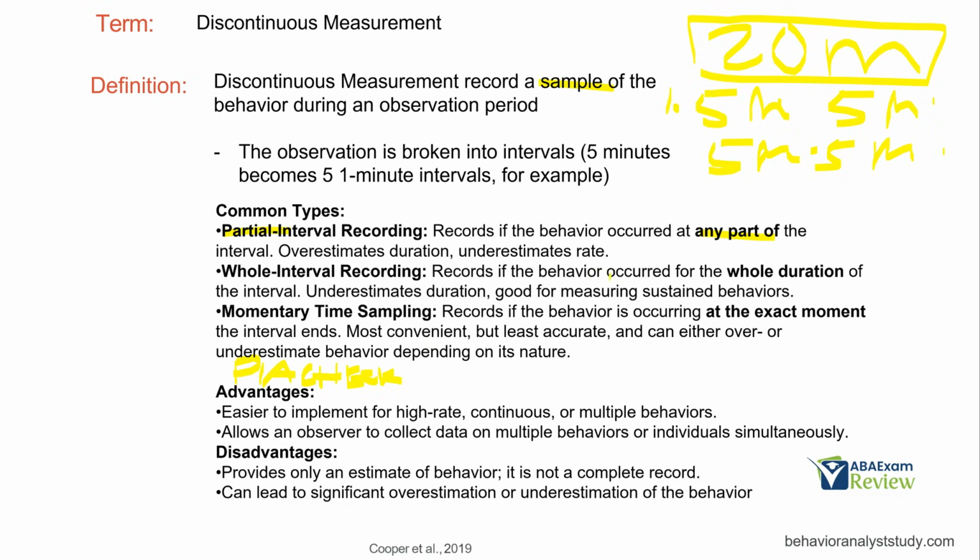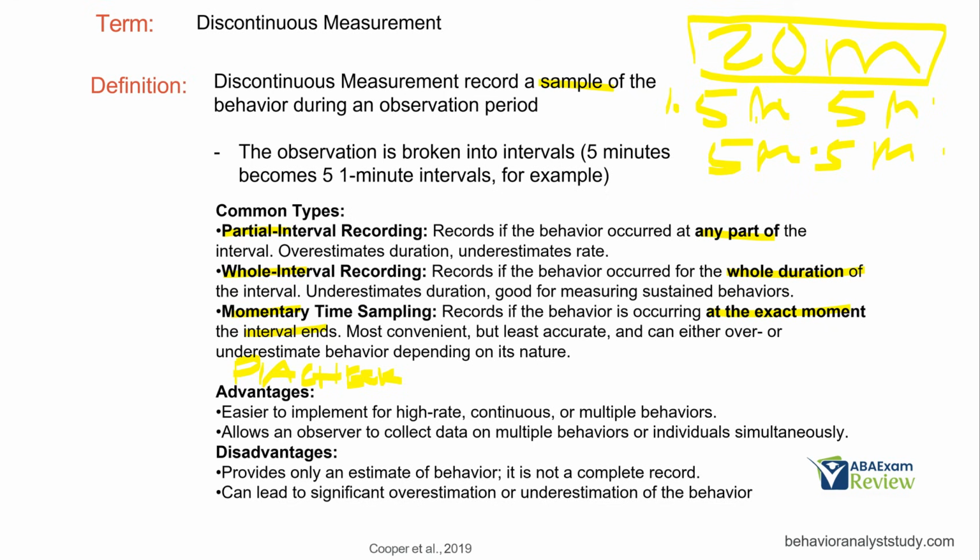Whole interval. What do we look for in whole interval? Well, if again we use 5 minutes, it needs to happen the whole time, the whole duration. If that behavior happens for 4 minutes and 59 seconds, it doesn't count, right? And then momentary time sampling: at the exact moment the interval ends, so at the end of 5 minutes, is the behavior occurring? Yes or no? Okay.